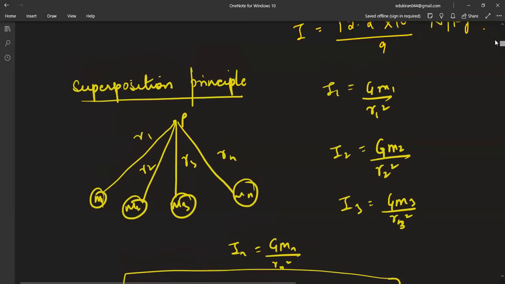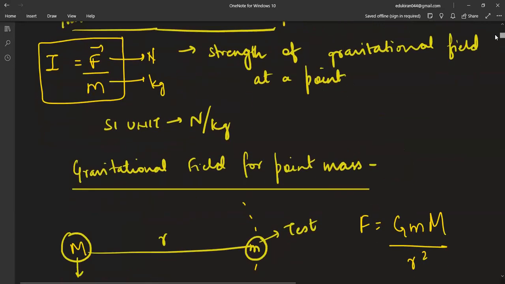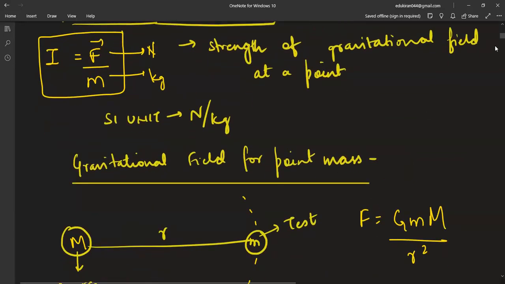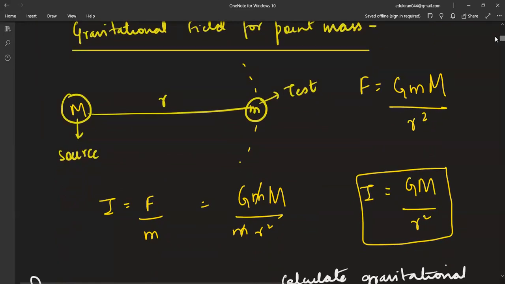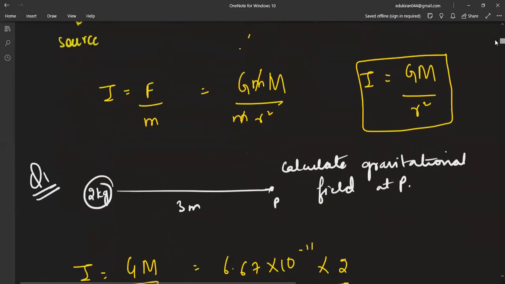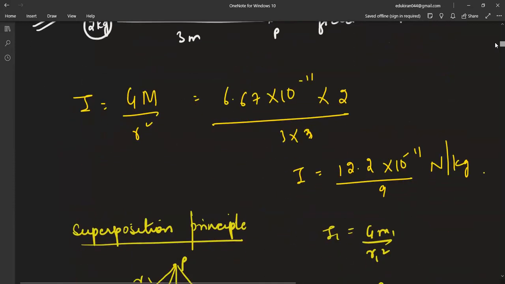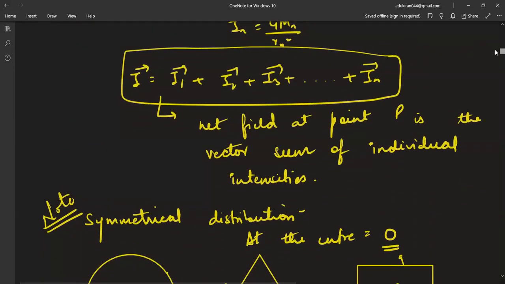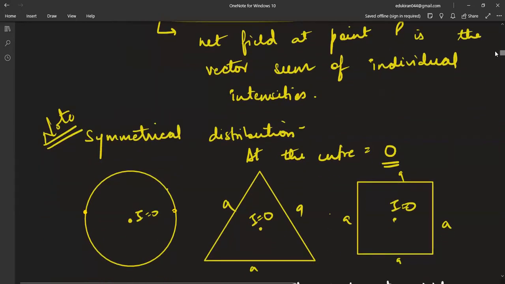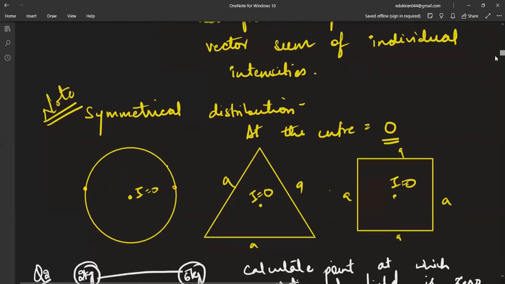Gravitational field. Gravitational field intensity we had seen. It's basically force per unit mass. So in the formula G m m by r square, one m gets cancelled. So I is equal to G m by r square. So this was one question, superposition principle. That means you have to add all of them vectorially. And if you're having a symmetrical system, you will take at the center it to be 0.